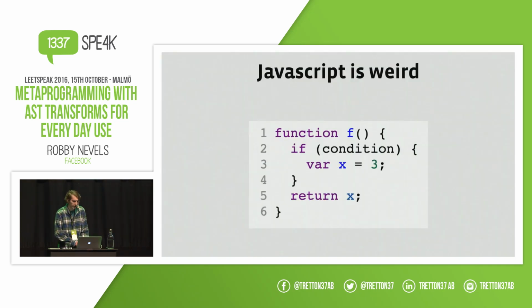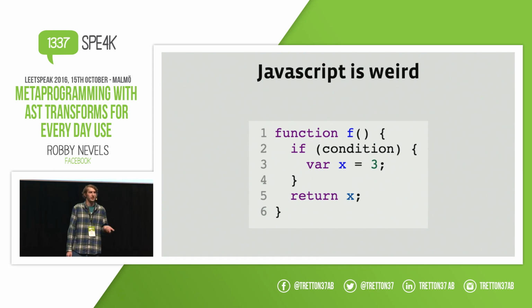So another thing I want to talk about is how weird JavaScript is. So this, in any other language, would drive you crazy. This doesn't make any sense, right? Well, it does in JavaScript because we don't have block scoping for vars. They're function scoped. So this var x is actually being hoisted to the top of the function.